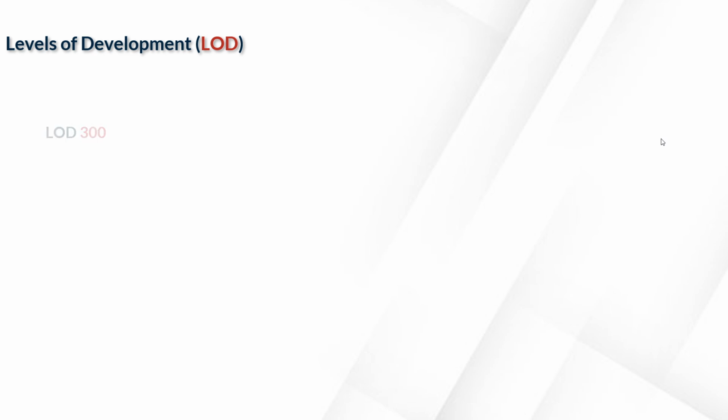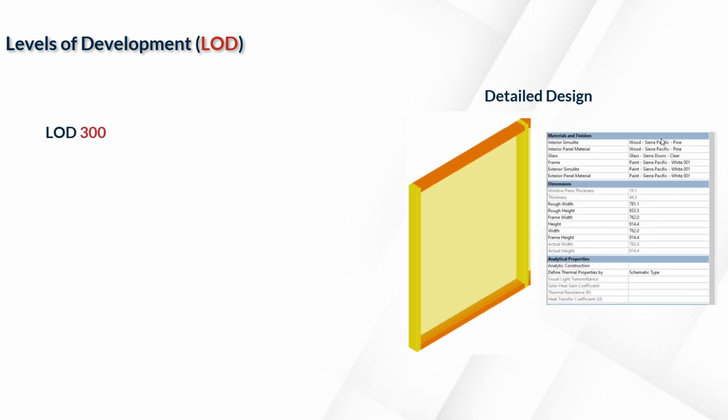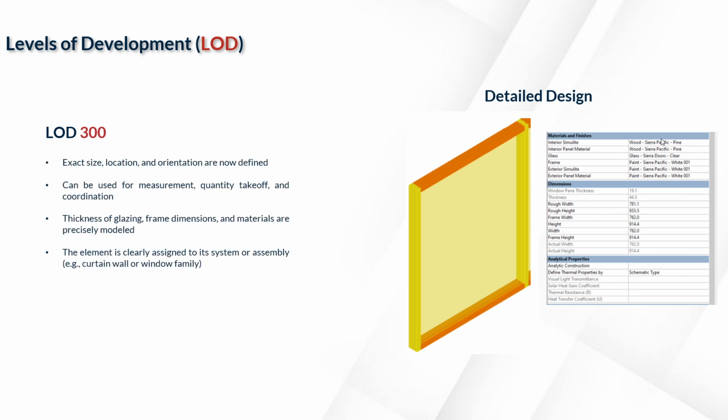Now moving to LOD 300, our model becomes much more detailed and precise. The window's size, location, and orientation are now exactly defined, accurate enough to be measured and coordinated with other disciplines. We also know what type of window it is, what assembly it belongs to, and its glazing thickness and dimensions are clearly modeled. At this stage, the information is reliable for detailed design, documentation, and quantity estimation.